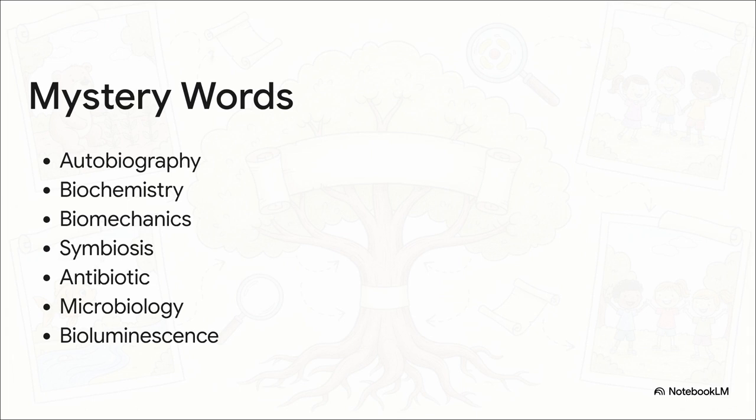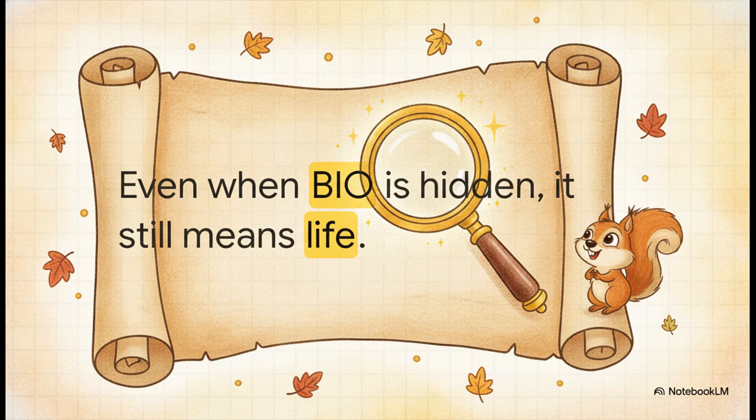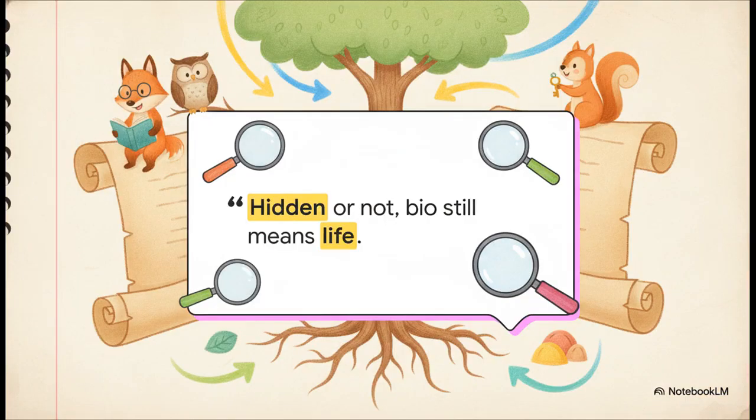They are entirely accessible. And this brings us to a fundamental truth. Whether it's right at the start, buried deep in the middle, or capping off the very end, our magic decoder ring always works. Even when bio is hidden by prefixes or tucked behind other Greek roots, it still resolutely means life. So, lock this in for our final empowering memory cue of this explainer. Hidden or not, bio still means life. You're no longer at the mercy of complex vocabulary. You have the master key.